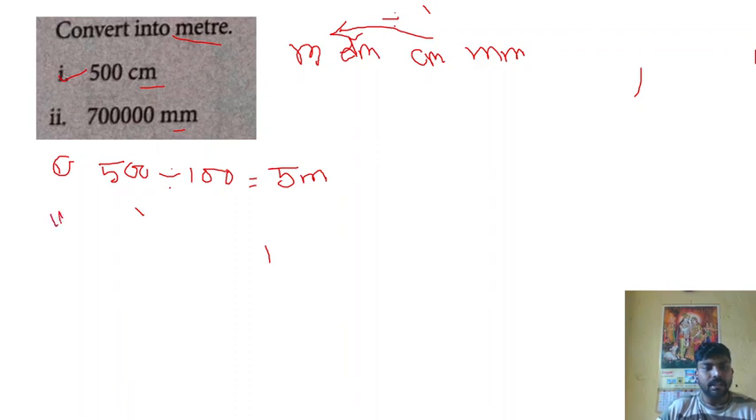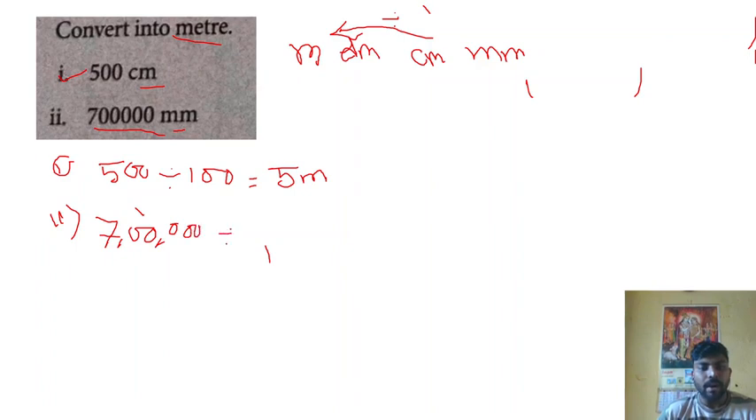Now if I talk about the second question, what is the second question? The second question is 7 lakh millimeter. We are getting 7 lakh millimeter: 1 2 3 4 5.